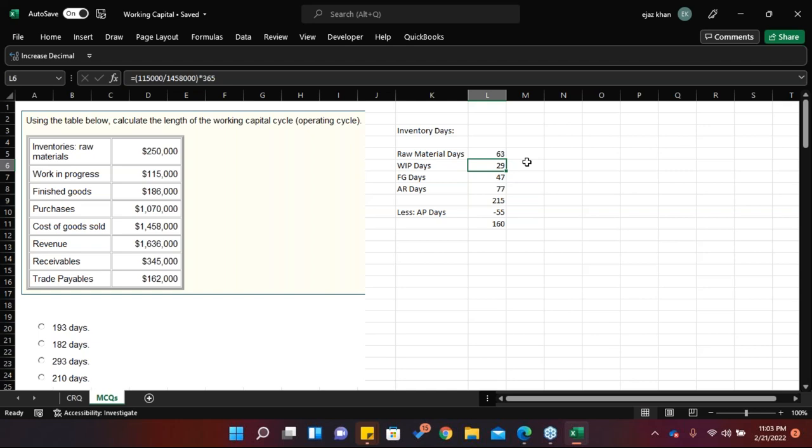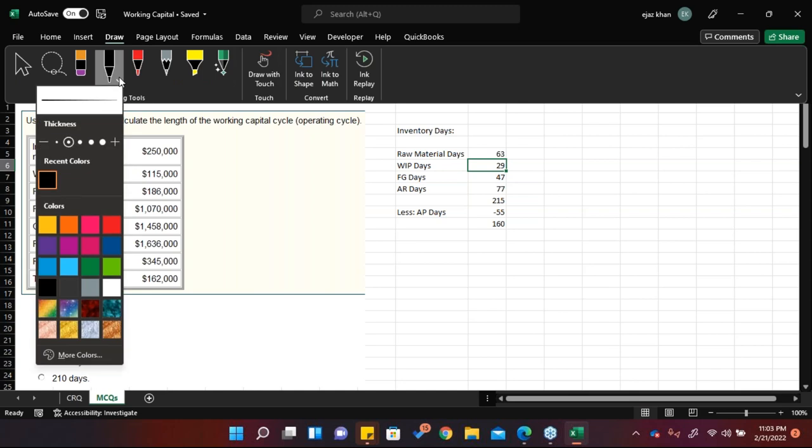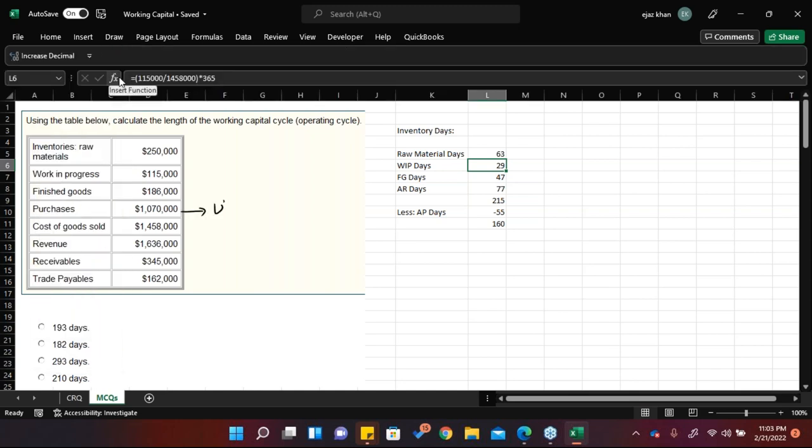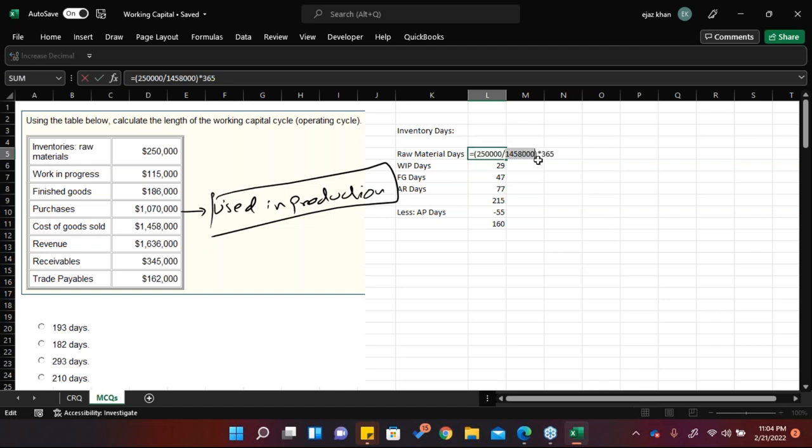Okay, then I think they must have assumed that whatever we have purchased, that's just an assumption, we have used that raw material in production. So let's try it. We have to assume that whatever we purchased, we have used in production. So let's change this figure to 1070. But that's just an assumption. So here we go, 182 days. But that's just a mere assumption that whatever we have purchased, we have used in the production.